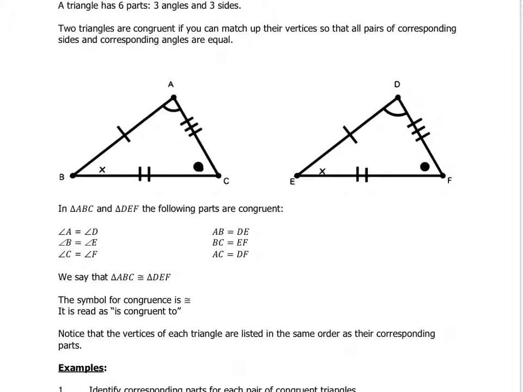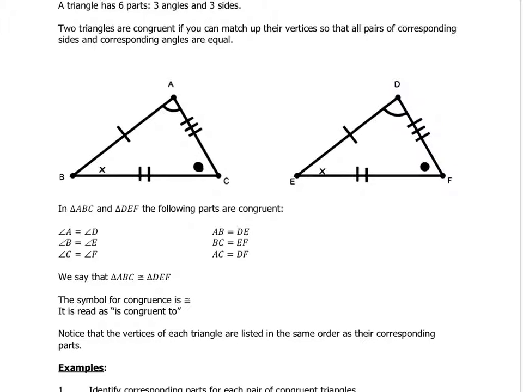So when you write what's called a congruent statement, you need to match up those vertices in the proper order. So if I said triangle ABC, I would have to say is congruent to triangle DEF, because A and D match up, B and E match up, C and F match up.